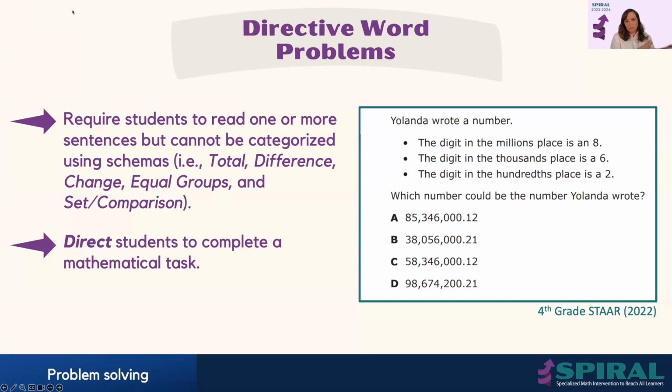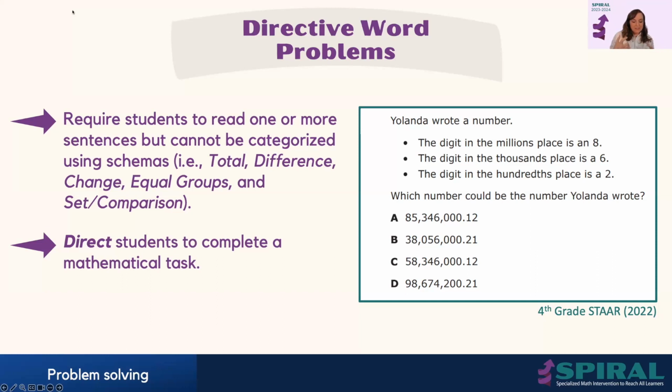And those routine word problems would fall into the categories of total, where we put amounts together for a total, difference, where we compare amounts for a difference, change, where we have one amount that increases or decreases, equal groups, where we have groups with an equal number in each group, or those set comparison problems where we have a set multiplied a number of times. All of those are routine word problems. This problem here is a directive word problem.